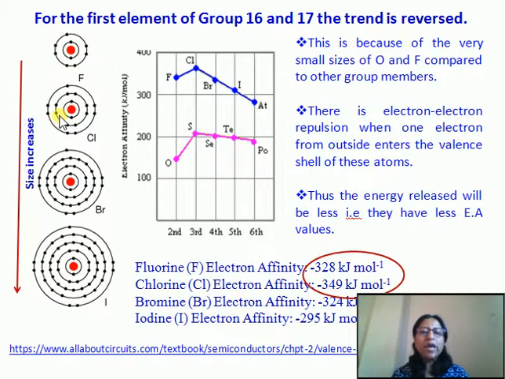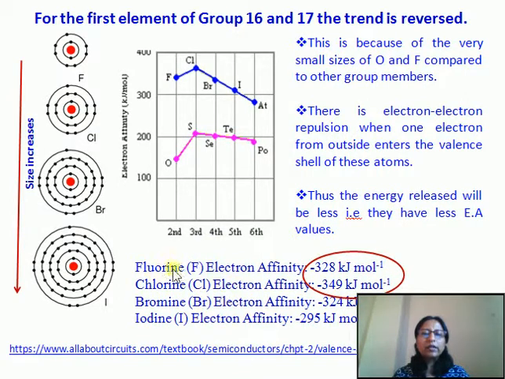So why is this happening? That is because of the small size of fluorine or oxygen. As they have very small size, if we want to incorporate another electron in here, there will be electron-electron repulsion. So this repulsive force will be acting in here, and so the electron affinity value will be less. So addition of an electron will not be a favorable process in case of fluorine and oxygen. Here you see the values.